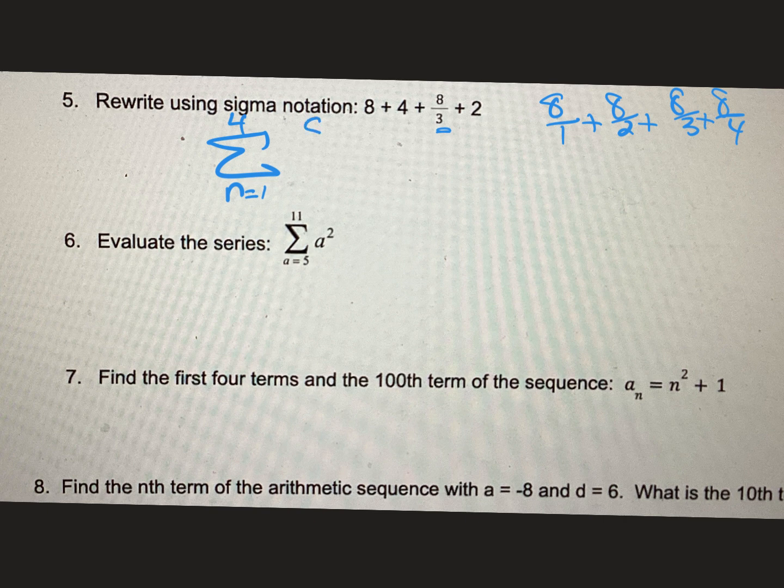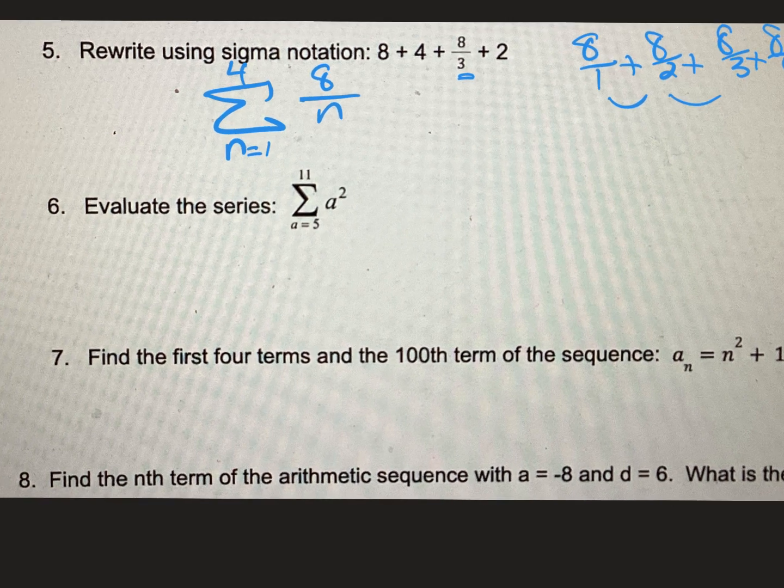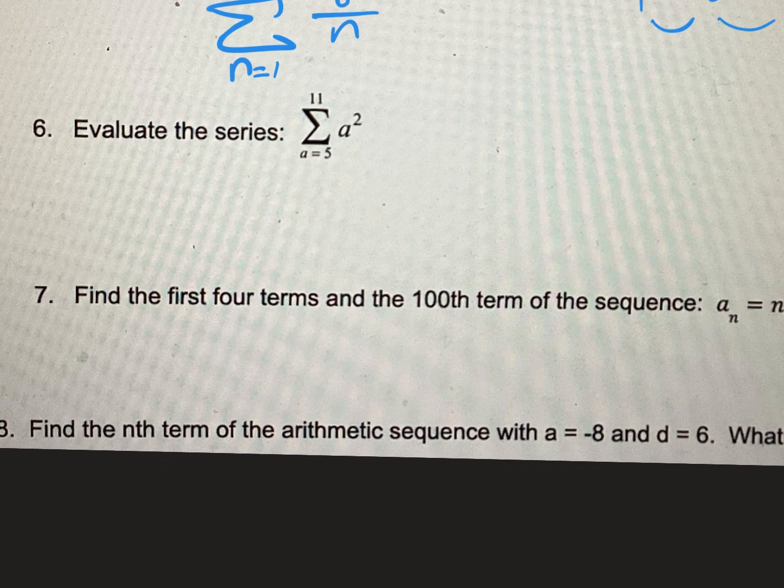So my sigma is going to have an 8 over everything. And then my denominator is just like 1, 2, 3, 4. So I just put an n down there. And if I plug in 1, then 2, then 3, then 4, I get the same thing. So there's that one. Number 6, evaluate the series.